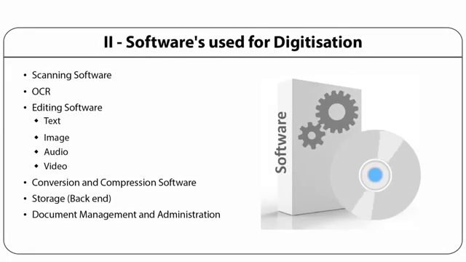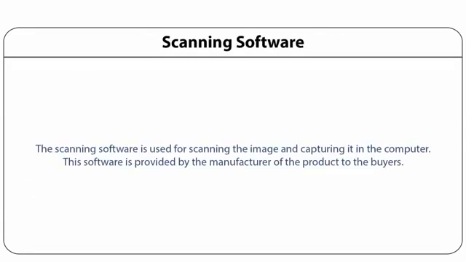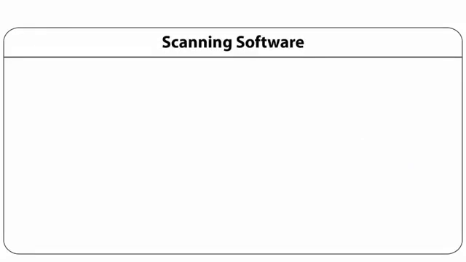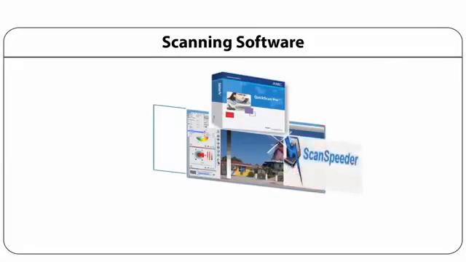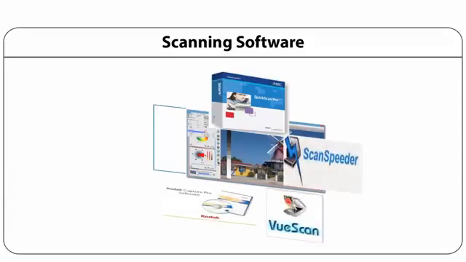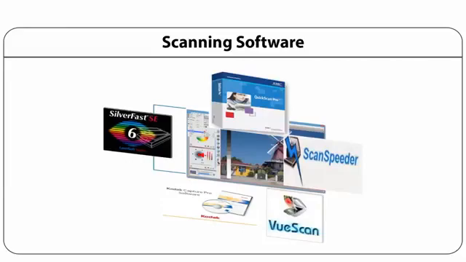The second part is software used for digitization. There are many types of software used for digitization. The first one is scanning software. Scanning software is used for scanning the image and capturing it in the computer. This software is provided by the manufacturer of the product to the buyers. Various types of scanning software are available now: QuickScan Pro, Scan Speeder, ViewScan, Kodak Capture Pro software, SilverFast SE, etc.